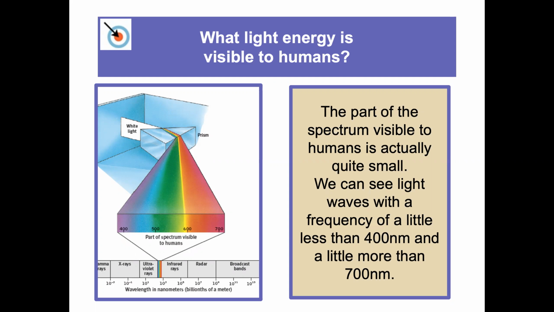The part of the spectrum visible to humans is actually quite small as compared to birds. There's a really cool video on YouTube that shows you what birds can see, like the different colors that they can see that we can't, and it's really fascinating. I'm a little jealous of those birds, but as humans, we can see light waves with a wavelength of a little less than 400 nanometers and a little more than 700 nanometers.